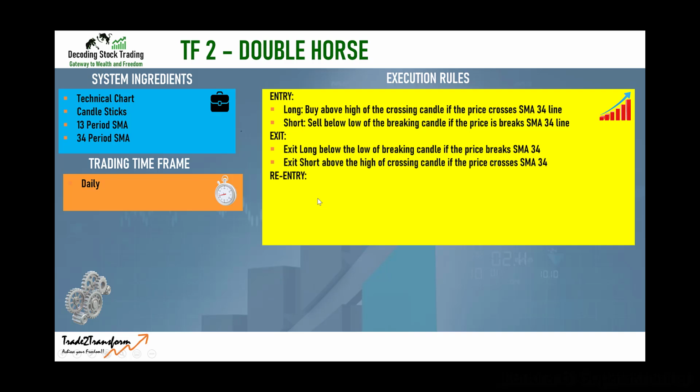Now let us also understand the re-entry. There is a slight variation to the re-entry here. You will add to a long position above the high of the crossing candle. Add to means if you start with one lot and this situation happens, you can increase the lot. You can add 2 lots to that, or if it happens again, a 3rd lot, 4th lot.